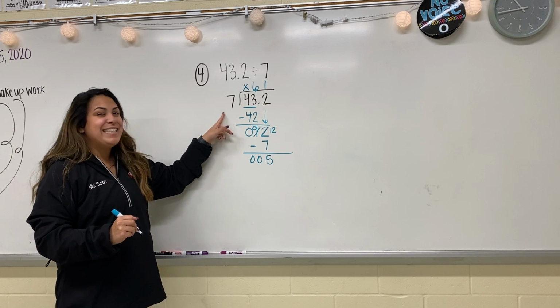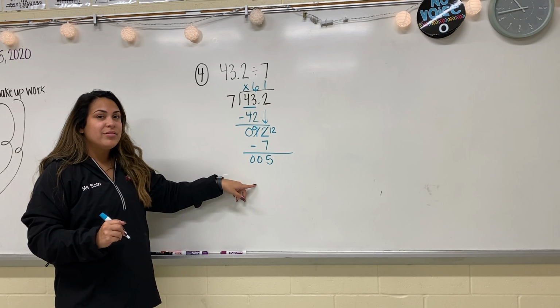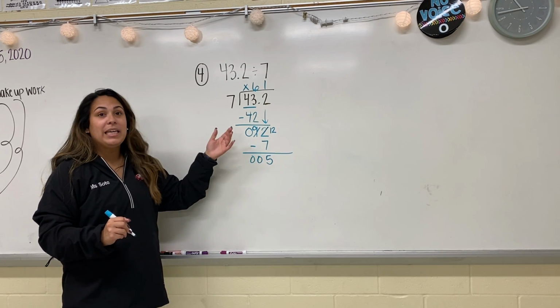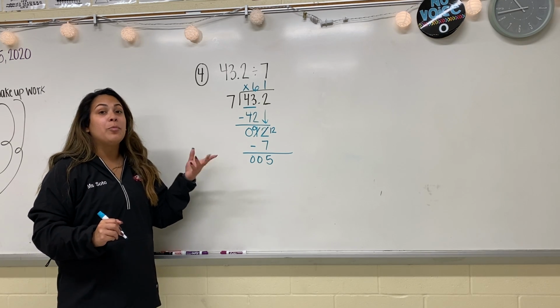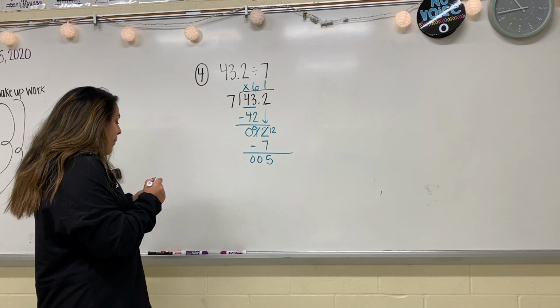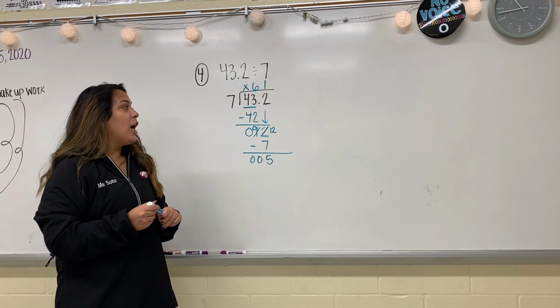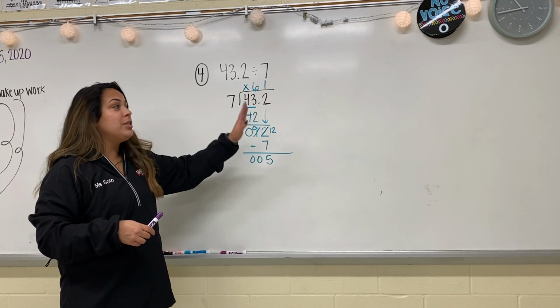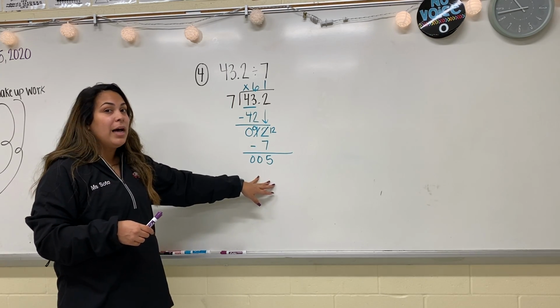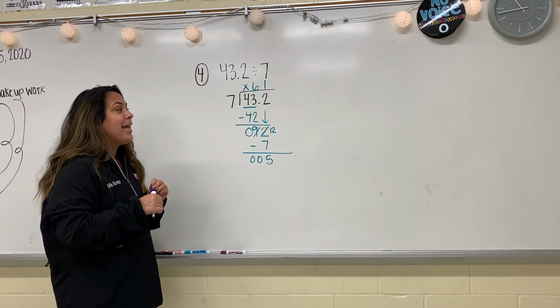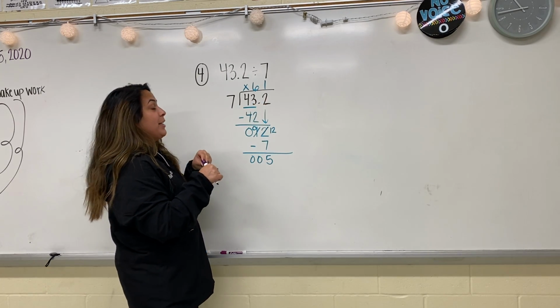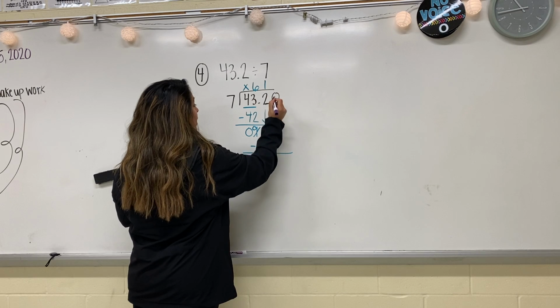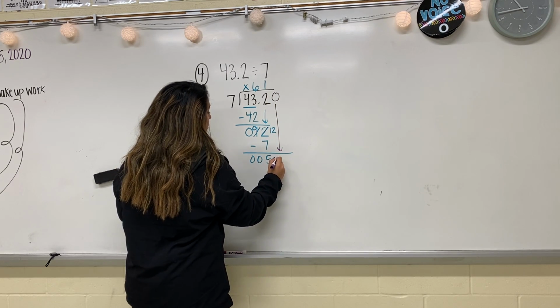But can 7 go into 5? It can't, and I can't leave it as my remainder because I'm working with the decimal. So remember, when we are working with decimals, if we do not just zero out at the bottom, we have to add a 0 in our dividend. So put a 0 here and then bring it down.